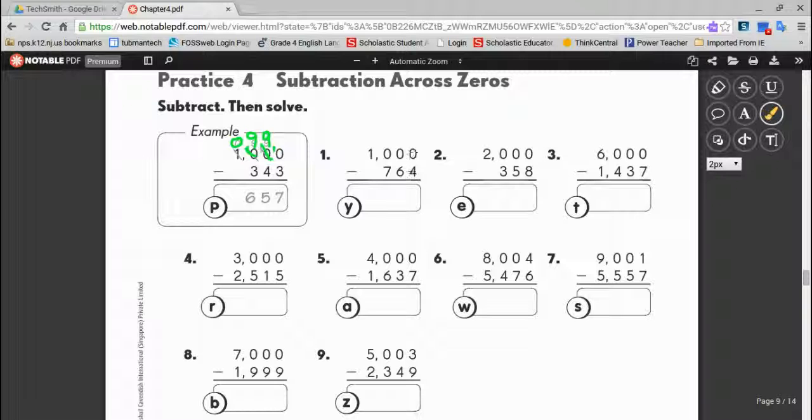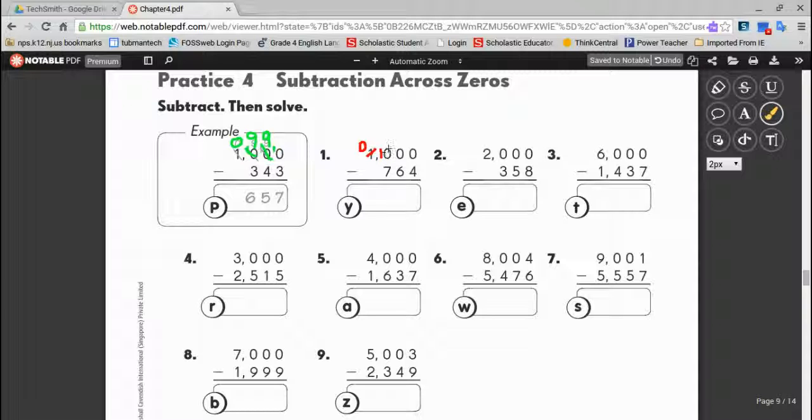Alright, we can't do 0 minus 4, so we have to take away from the tens. Can't do that. We've got to regroup from the hundreds. Can't do that, so we regroup from the thousands. So take one of the thousands away. Take 1,000. Regroup that to 10 hundreds. So now I have 10 hundreds.